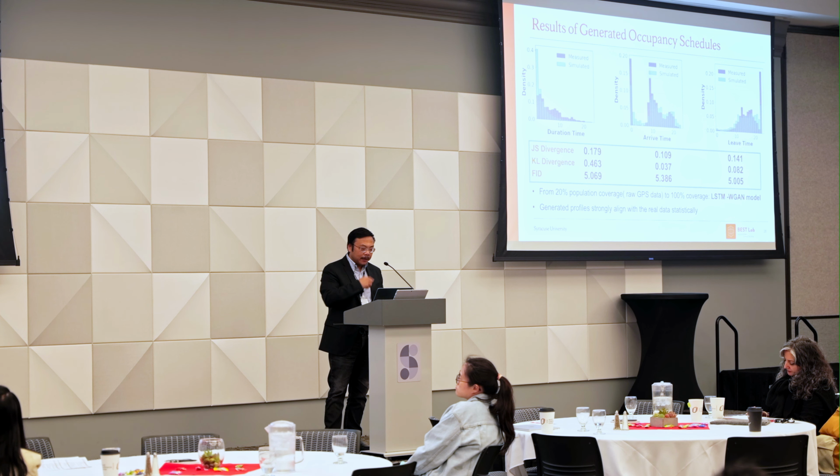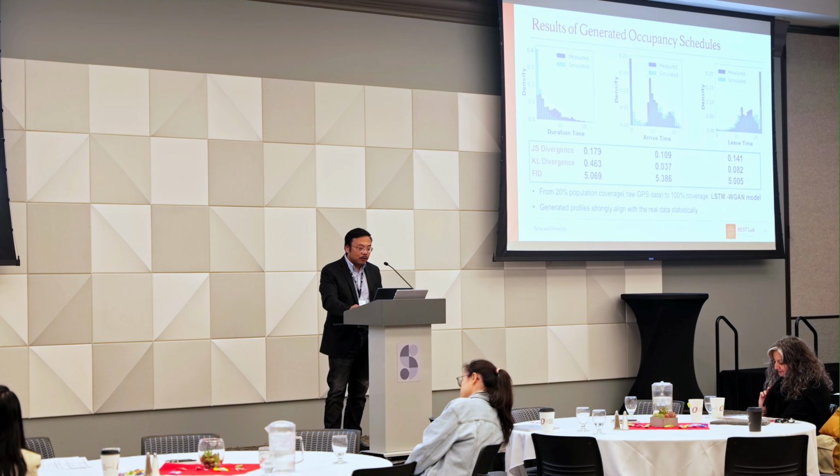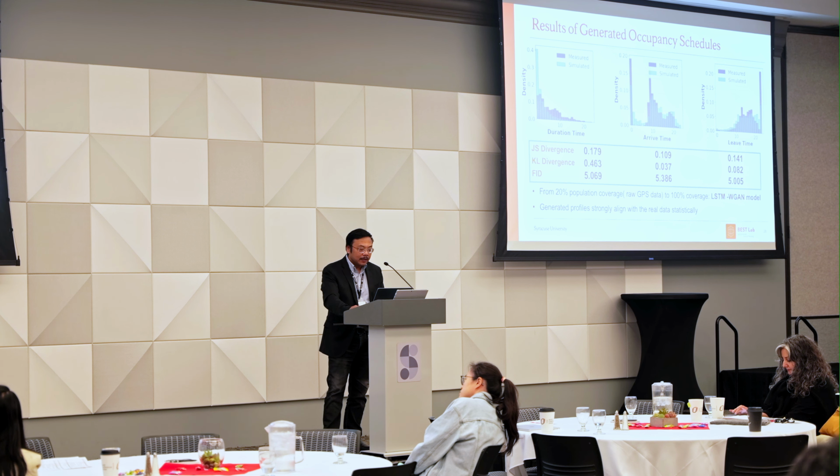So we compare with measured and simulated data, and we use 3 indicators: JS divergence, KL divergence, and FID score to judge if the data our GAN generates is actually aligned with realistic data. And actually it is, and the JS and KL divergence scores are very low. So we can have confidence that our generated data actually represents the actual situation of what's happening. These are 3 diagrams showing people's arrival time, people's departure time, and also the origin time in one building type.